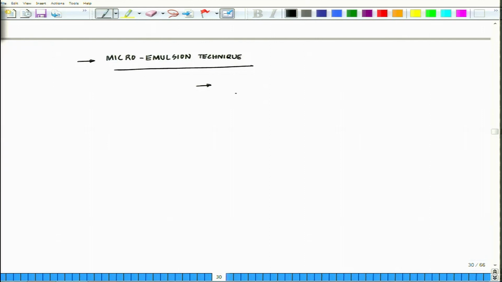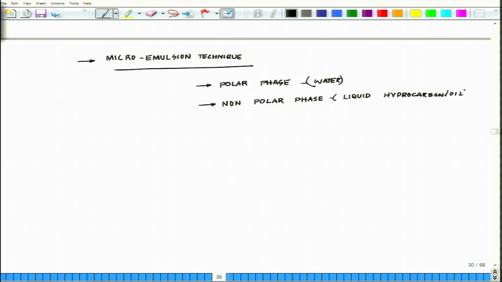So it has a polar phase, which is generally water. Polar phase is mostly water, and you have a non-polar phase, generally hydrocarbon, liquid or oil. You have a non-polar phase, which is mostly liquid, hydrocarbon or oil.